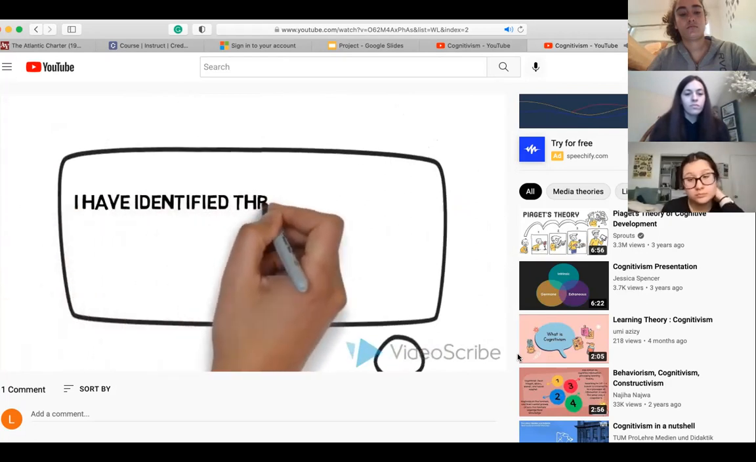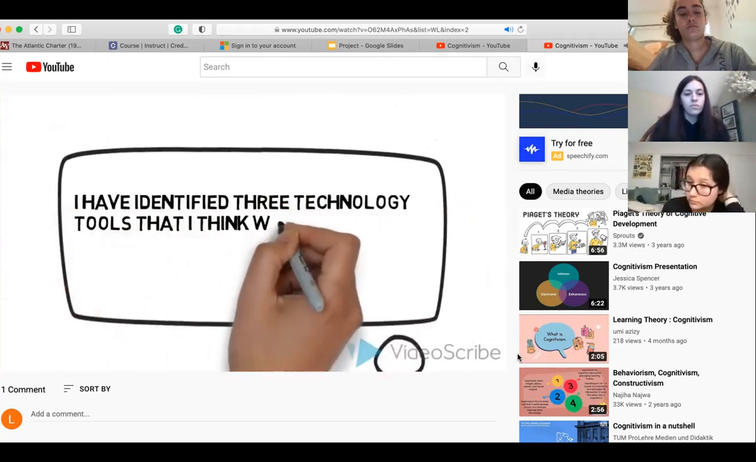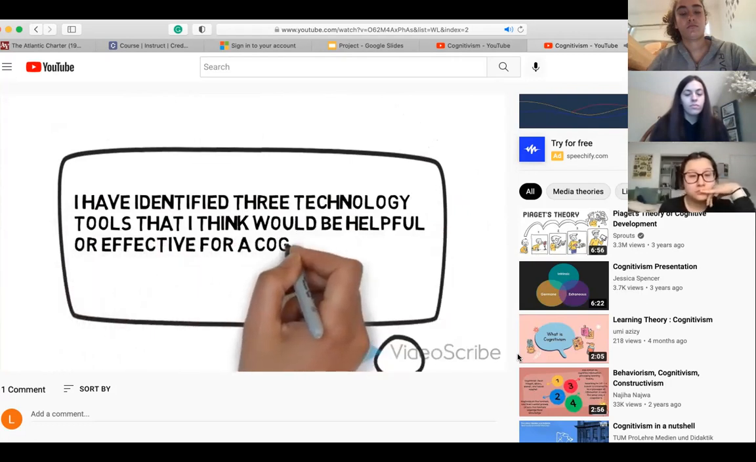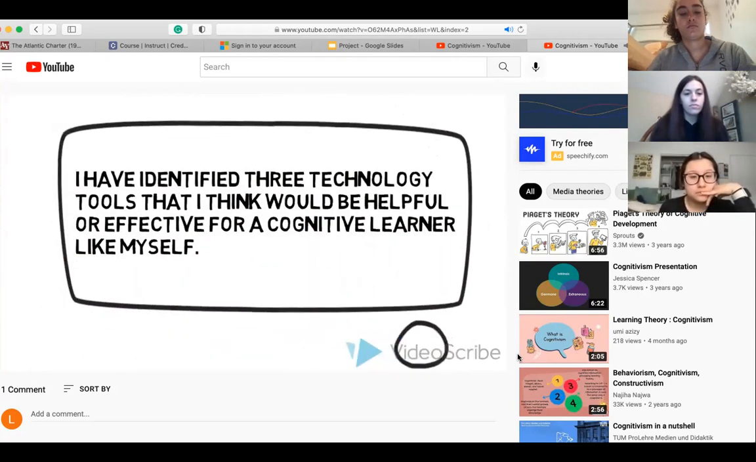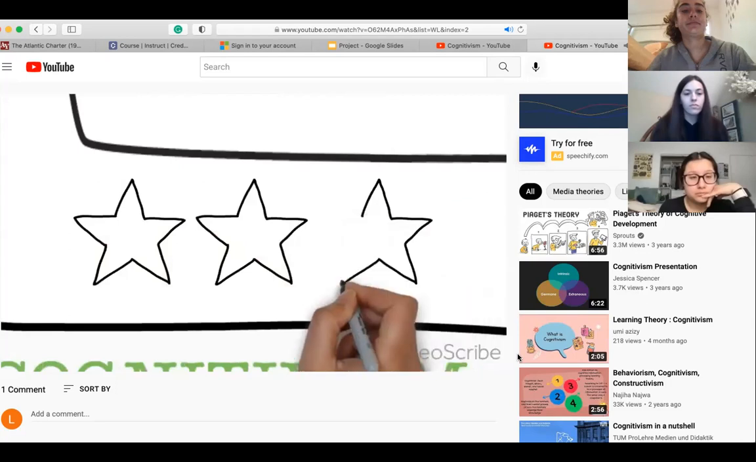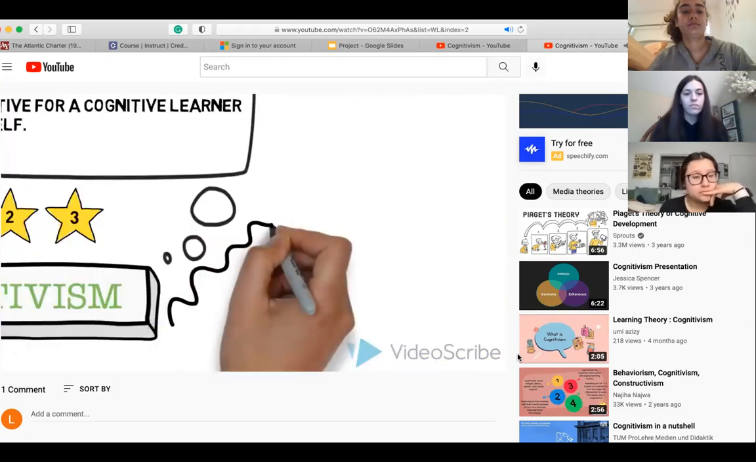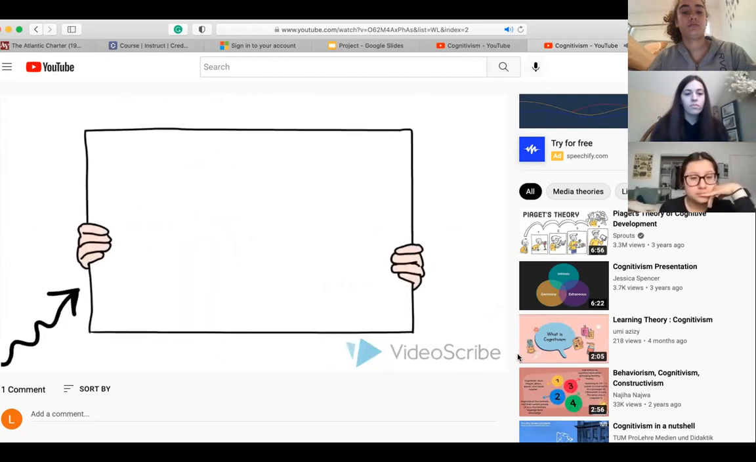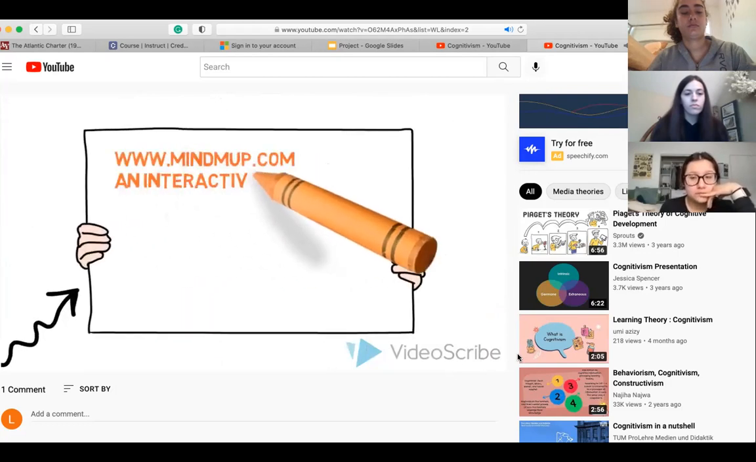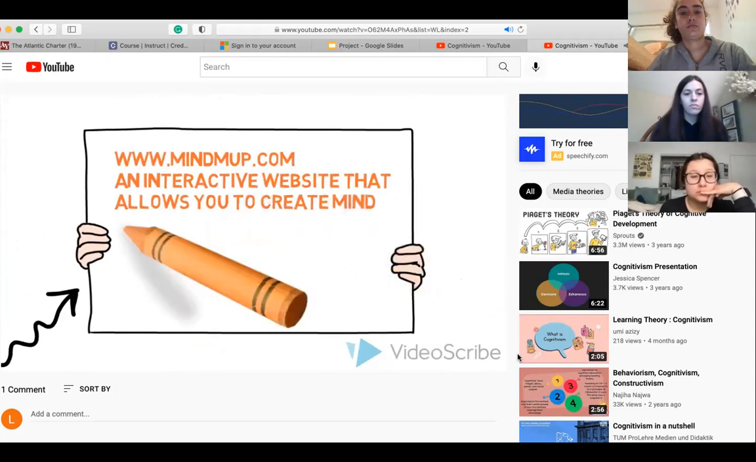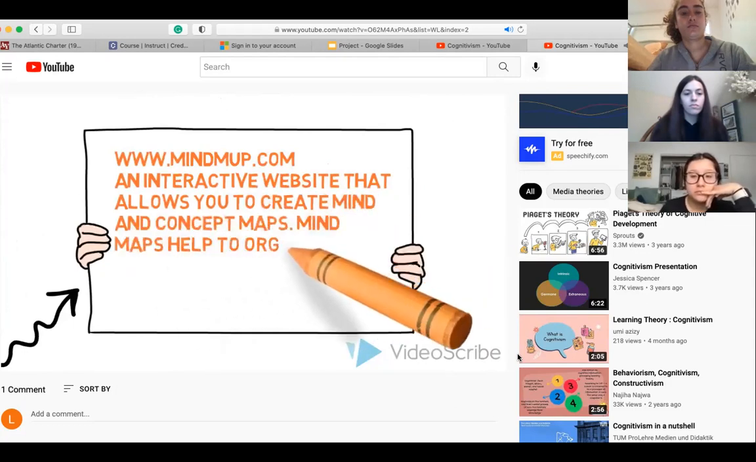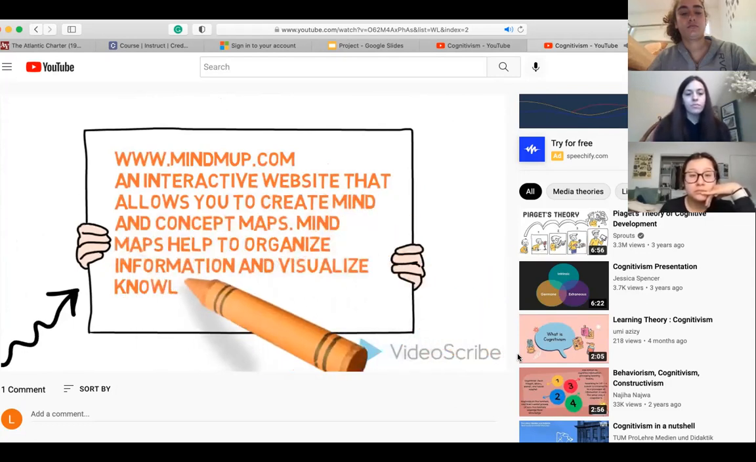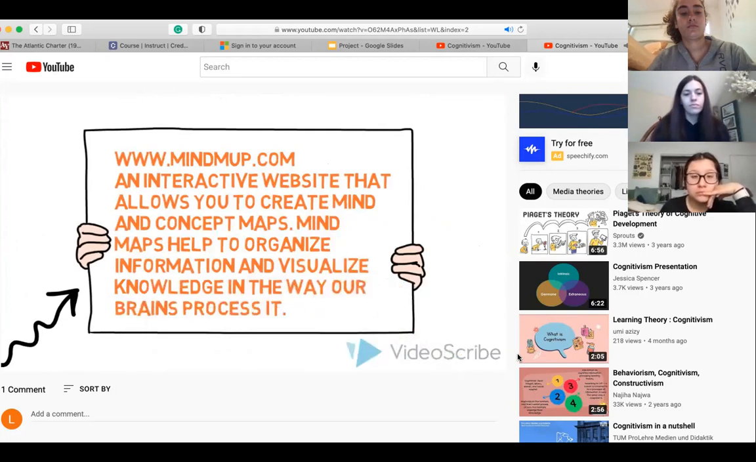I have identified 3 technology tools that I think would be helpful or effective for a cognitive learner like myself. The first tool is MindMap. MindMap is an interactive website that allows you to create mind and concept maps. Mind maps help organize information and visualize knowledge in the way our brains process it.